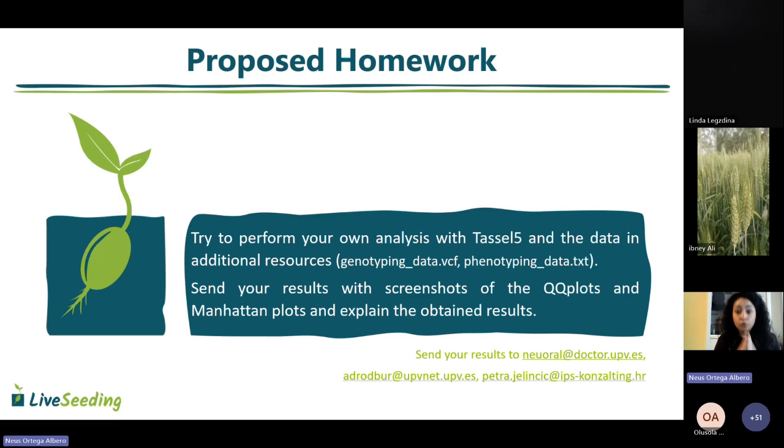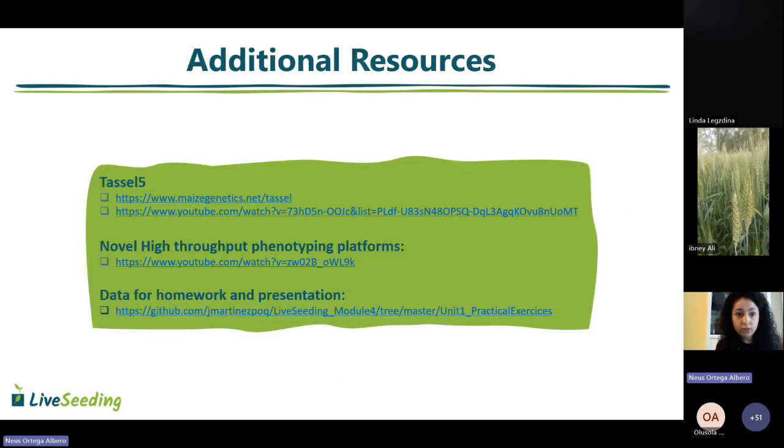So this is the proposed homework. The proposed homework is that you try to perform your own analysis with Tassel 5 and the data that you can find in the additional resources in the GitHub link that I sent you. It's also here in the presentation. You have all the data in this link. Also, you have the presentation to follow the slides, slide by slide, step by step, slowly.